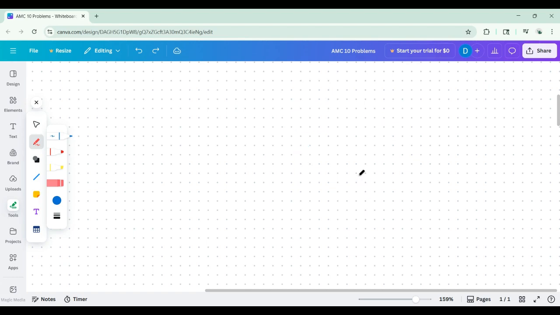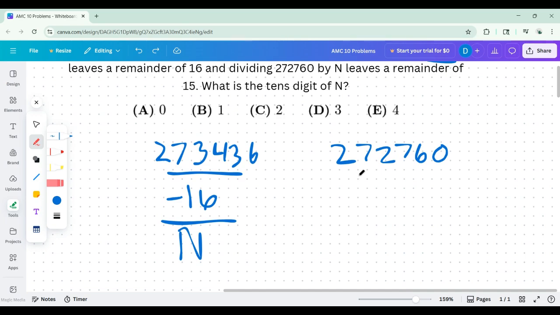Now we can apply it to the second example as well. 272,760 subtracted by 15, which is its remainder. That means this number is divisible by n, or a multiple of n.